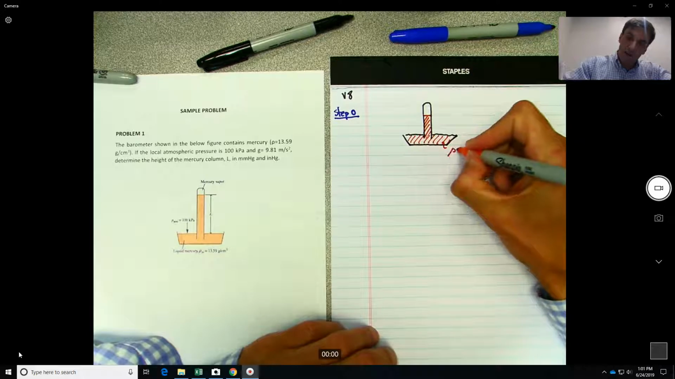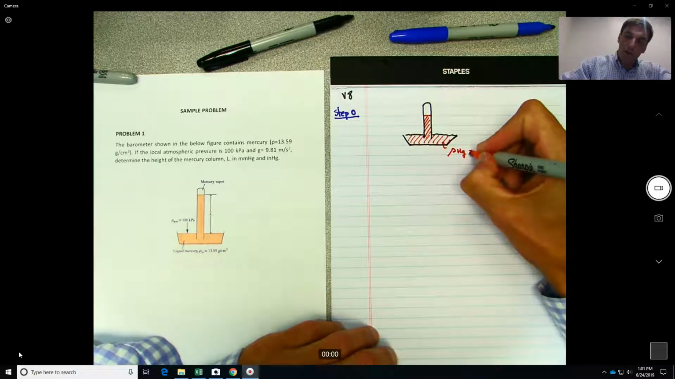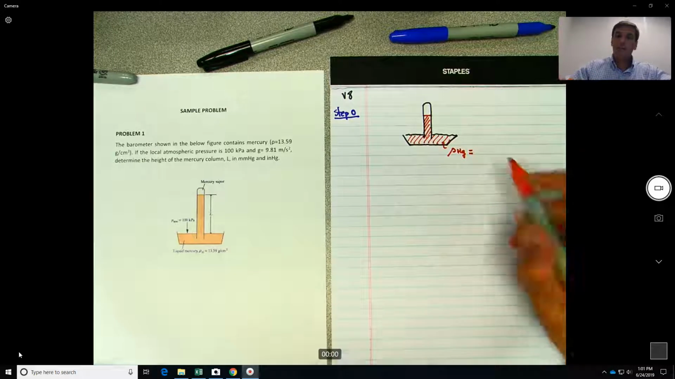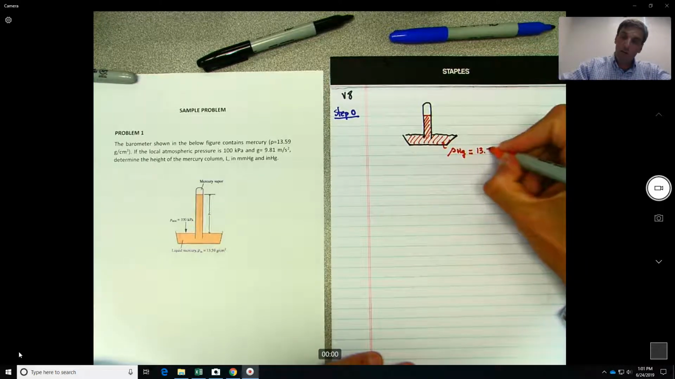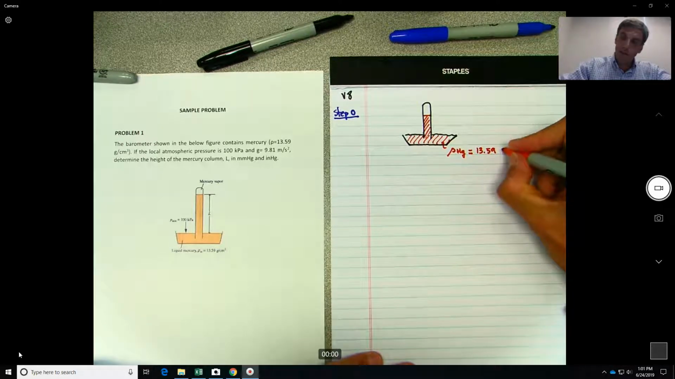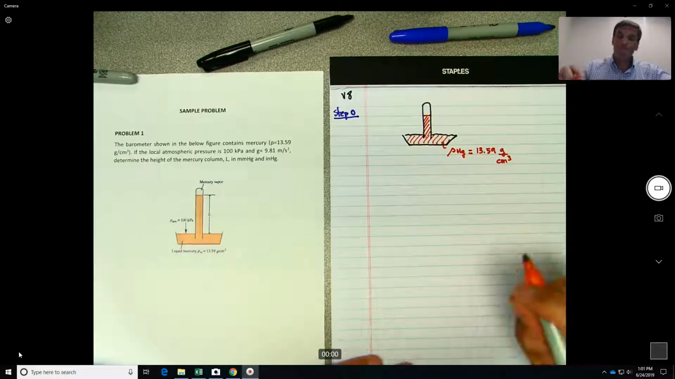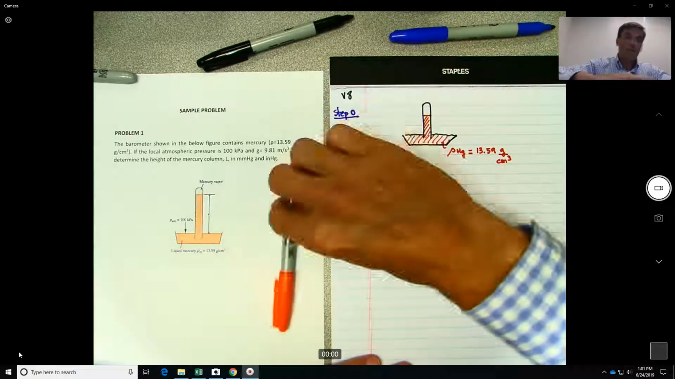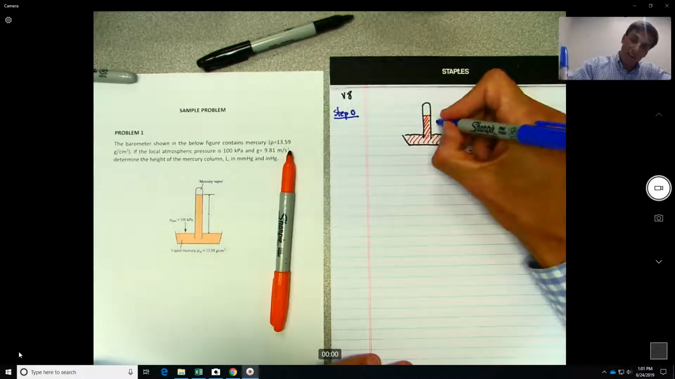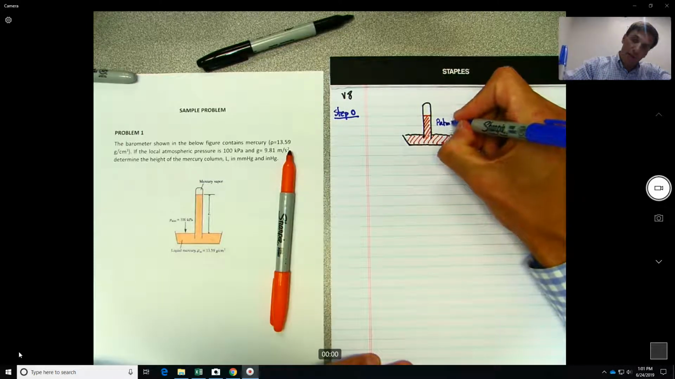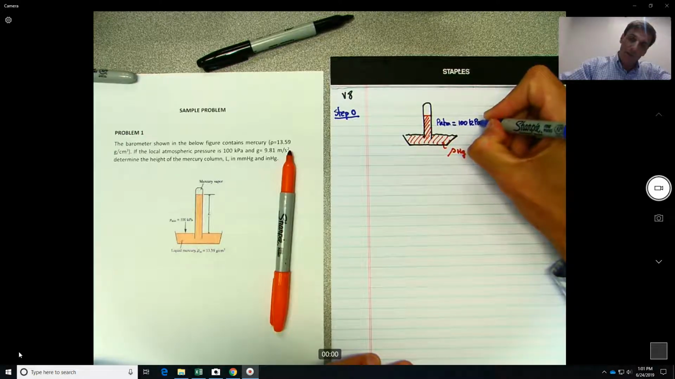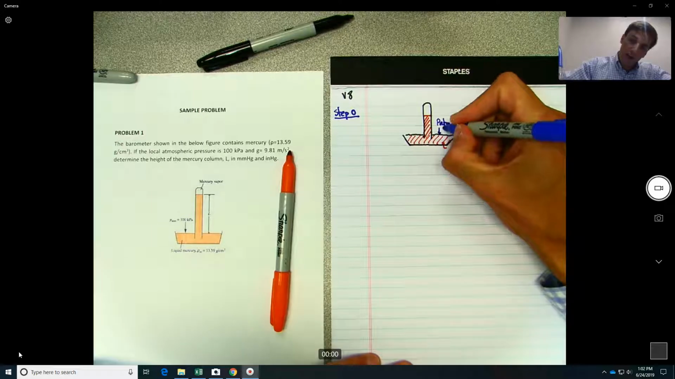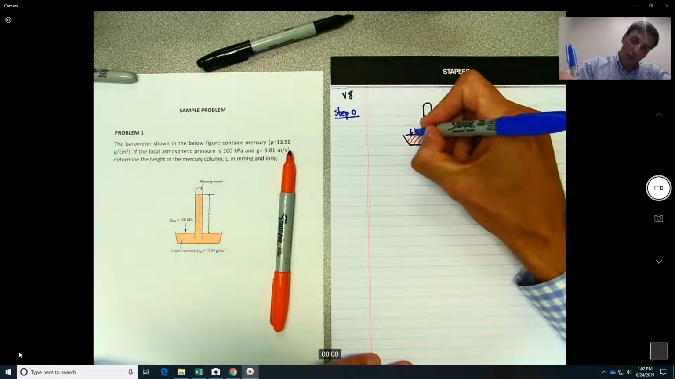And you know that the density of mercury, the chemical symbol for mercury is Hg, so I use that one. It's 13.59 grams per centimeter cube. Okay, and then what else do we know? That the atmospheric pressure is 100 kilopascal, so that's the one acting all over here, over here.